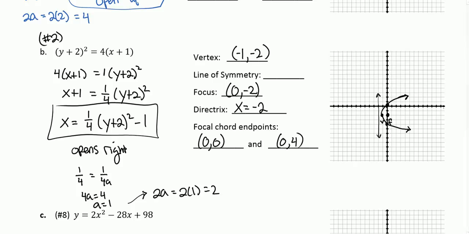Lastly, our line of symmetry always passes through the vertex and the focus, which is the equation y equals -2.